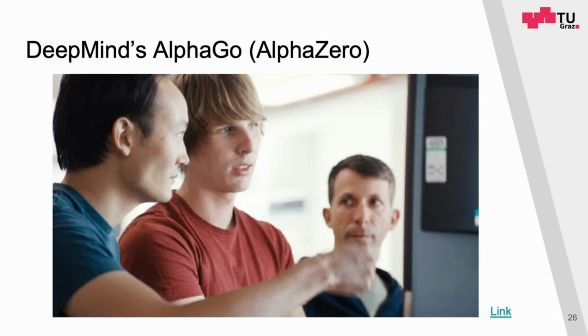So experts said that it wouldn't be possible within the next 10 years for a computer to beat a human Go player. So it wouldn't be possible to implement a system, a computer program, an AI, which is able to defeat a professional Chinese Go player. And DeepMind thought, okay, we take the challenge, and implemented a system called AlphaZero or AlphaGo, which learned to play Go.